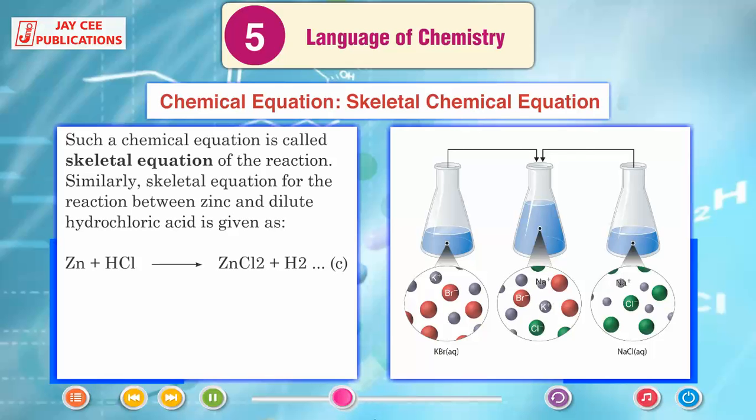Similarly, the skeletal equation for the reaction between zinc and dilute hydrochloric acid is given as Zn plus HCl gives ZnCl2 plus H2.